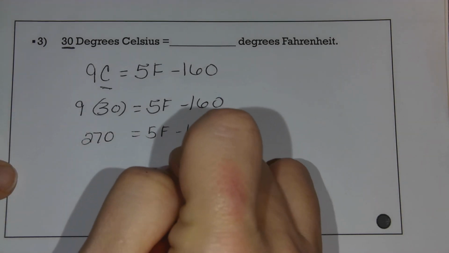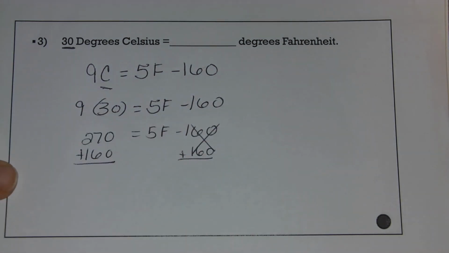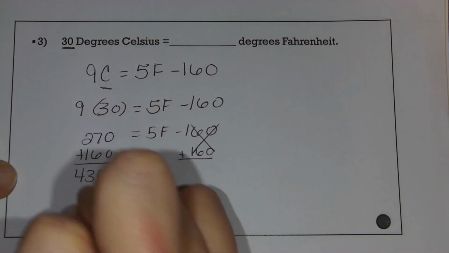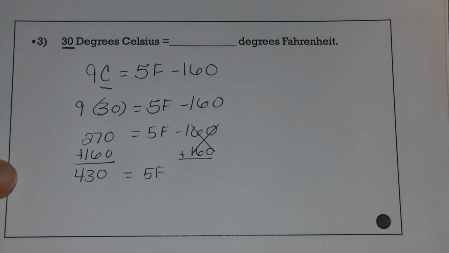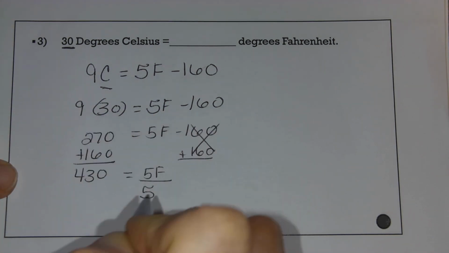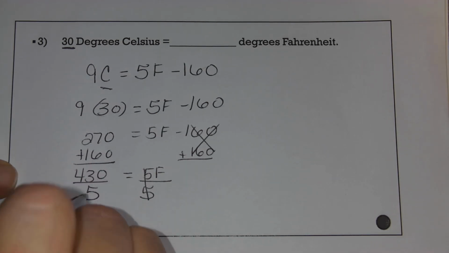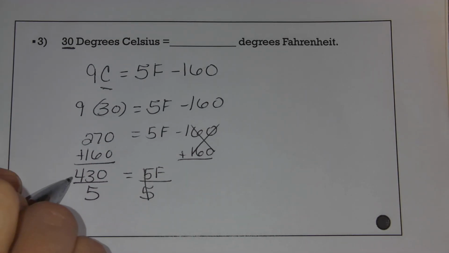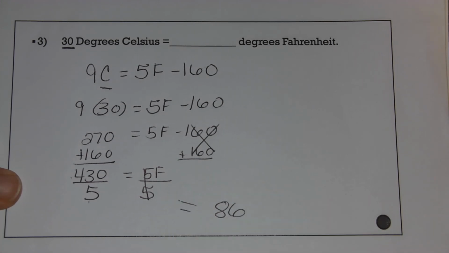Then you're going to add 160 to each side. It crosses this one out. 270 plus 160 will equal 430. And then you still have 5F left, so you're going to cancel those 5's out by dividing each side by 5. 430 divided by 5 is 86. So 30 degrees Celsius is going to be 86 degrees Fahrenheit.